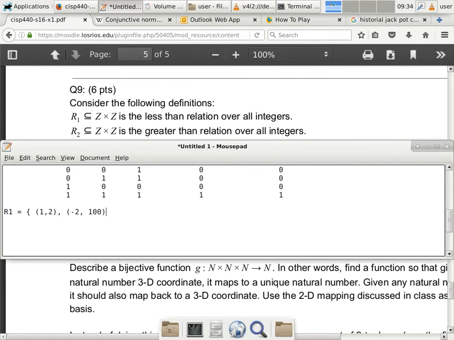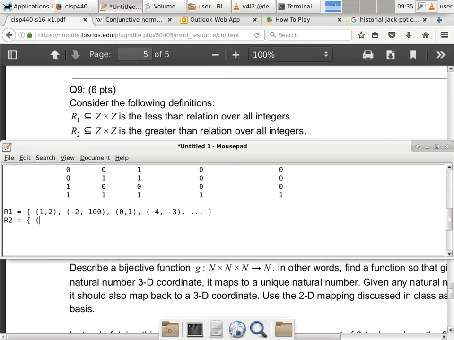-2 and 100. I'm just picking some really random cases here to prove the point. Okay, 0 and 1, -4, -3, and so on. This is how you define a relation. It is a set of two-tuples where the relation is true. Okay, how you relate the two elements.